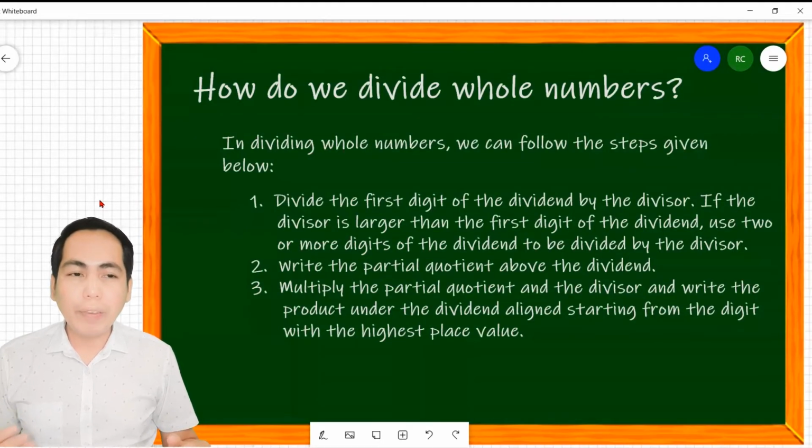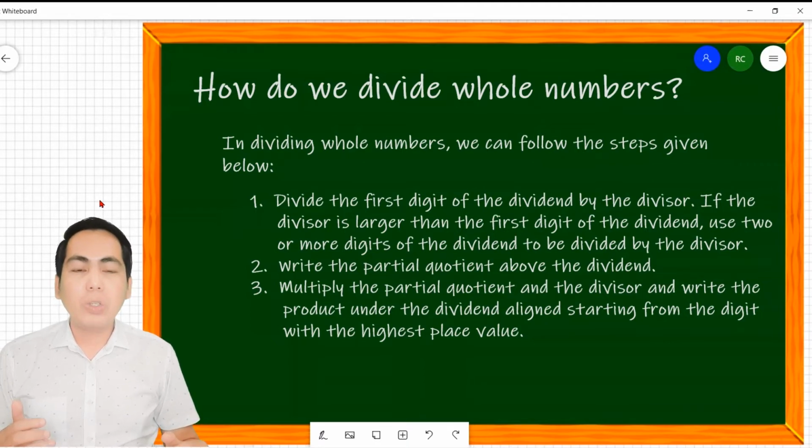So how do we divide whole numbers? In dividing whole numbers, we can follow the steps given below. 1. Divide the first digit of the dividend by the divisor. If the divisor is larger than the first digit of the dividend, use 2 or more digits of the dividend to be divided by the divisor.